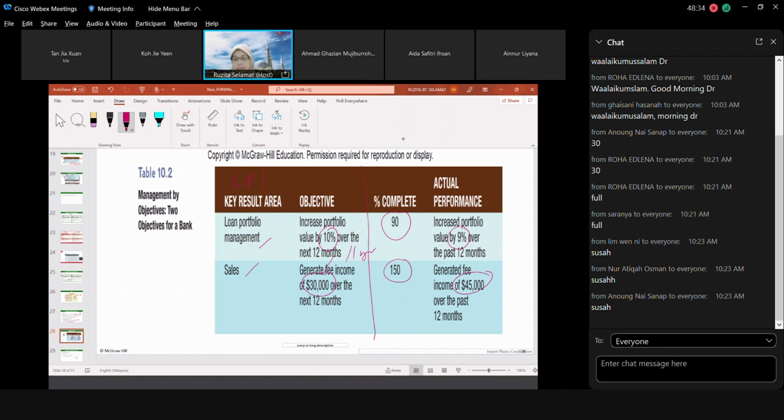Okay, clear this example? So that's basically an example of how a company uses targets, and then we can straight away measure whether the target is being achieved. For example, in this case, is it 90%? Is it 150%? Is it way beyond what is targeted, like the number of sales? So this is a very clear example of how MBO is being used in evaluating bank performance.